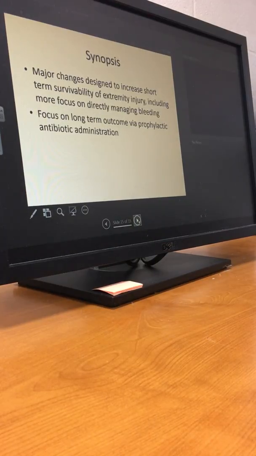Just a quick synopsis. The major changes are designed to increase the short-term survivability of an extremity injury, including more focus on directly managing bleeding. And there's also the focus on long-term outcome via the prophylactic administration of antibiotics, which could hopefully prevent any of those systemic infections that can cause long-term death or disability. The end.